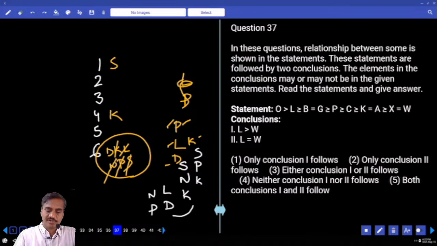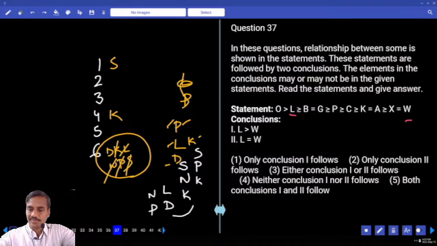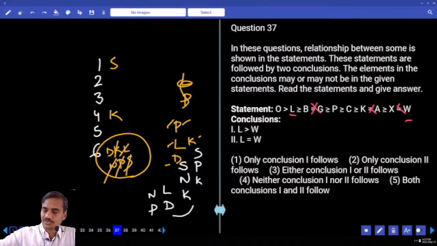Then 37th one, L and B. Now L is here, W is here. Now which element is common? Then forget about this equal to. And L is greater than or equal to W. L is either greater or equal. Either greater or equal, choice 3, question number 37.